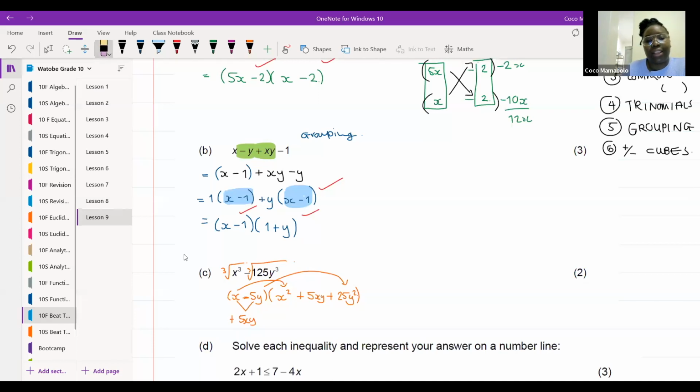All right, so we're going to get plus 5XY in the middle. All right, and that's the answer that we're going to get over here. And you're going to get 1 mark for the small bracket, 1 mark for the big bracket.